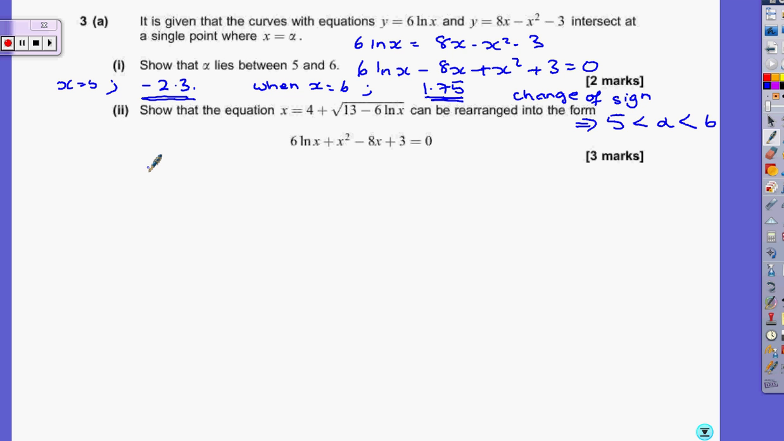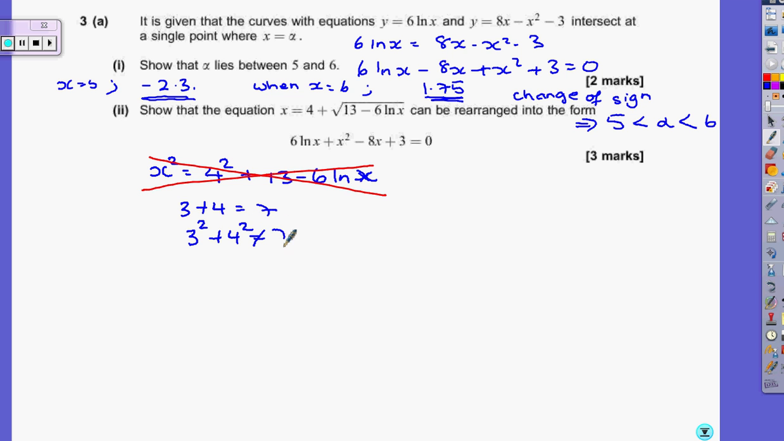Whenever you are trying to solve different things, loads of people seem to like writing this. This is completely, absolutely wrong. If you square anything, you have to do the same thing to both sides. You can't do it to individual terms. For example, 3 plus 4 equals 7, but 3 squared plus 4 squared does not equal 7 squared. It's just impossible, so it's complete rubbish.